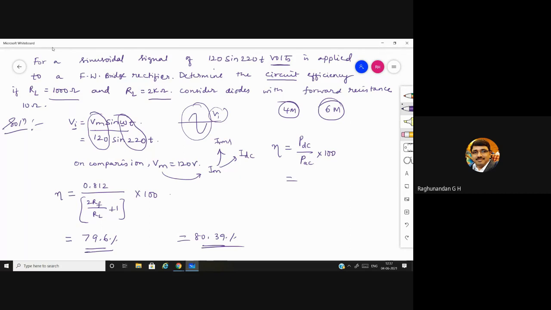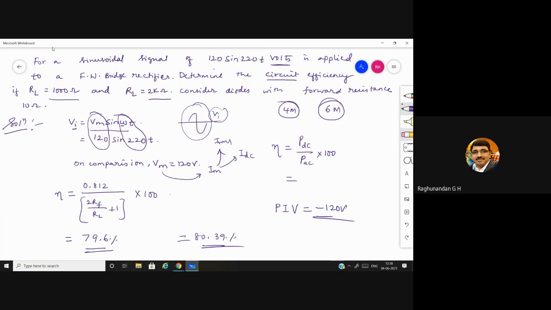In this, they'll ask you what is the PIV, peak inverse voltage. Find the value of PIV. How to find PIV? VM only. It's only VM. So it is minus 120 volt. No need to find, directly write it. Minus indicates it is inverse voltage, reverse voltage.